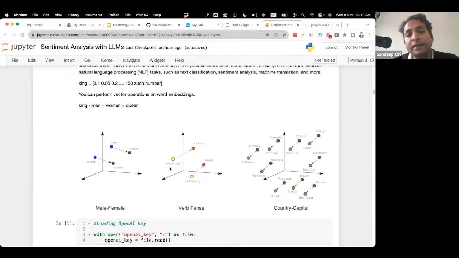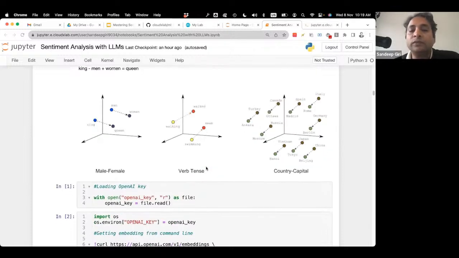Similarly, if you convert walking into a vector, and walked into a vector, and swimming and swam into vectors, then you will see that the relationship between walking and walked will be similar to swimming and swam.